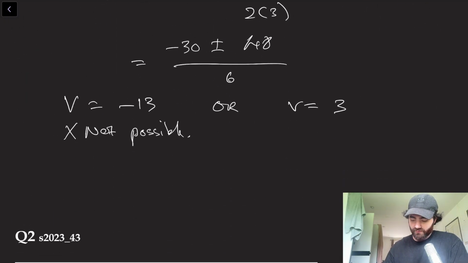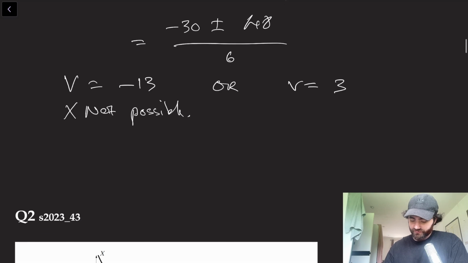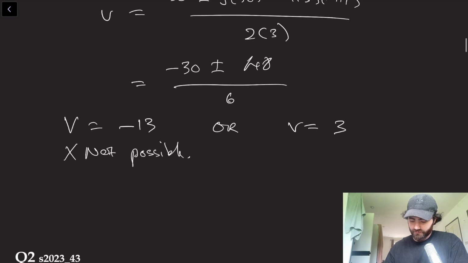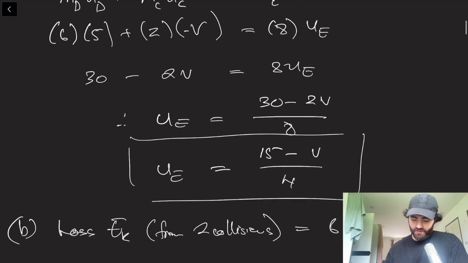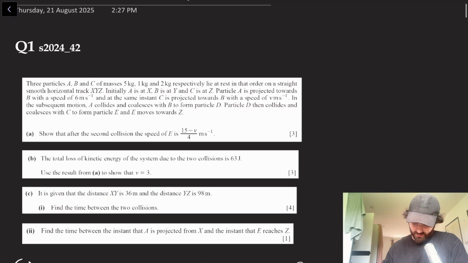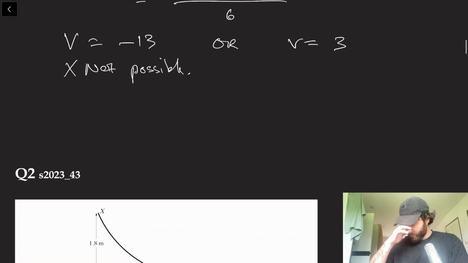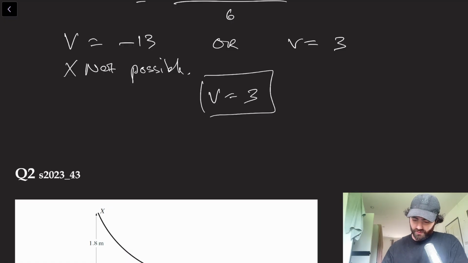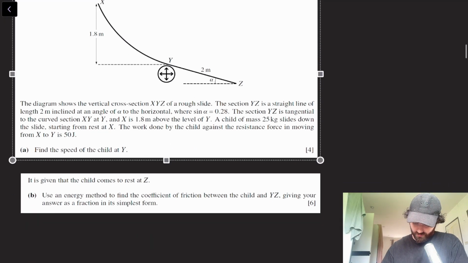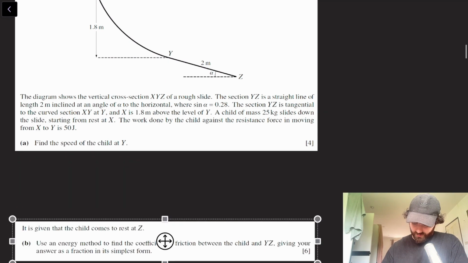Oh, I didn't give myself enough space again. Okay. Will I have to use this? Probably. All right, so V is 3. Okay, we showed that. And I haven't given myself enough space, so let's move this down a bit.